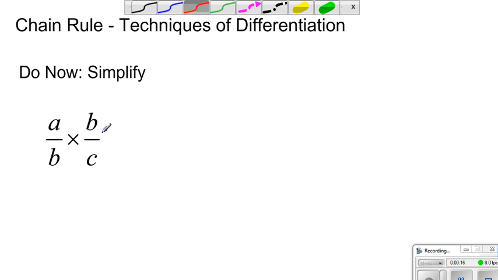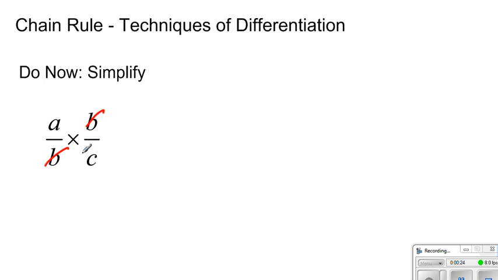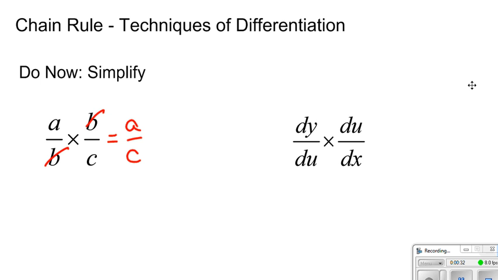Some of you might be thinking, "This is very obvious." Yeah, I don't even have to give you time to do this one because, as you know, the b's will cancel out and it becomes a over c. And you are correct.